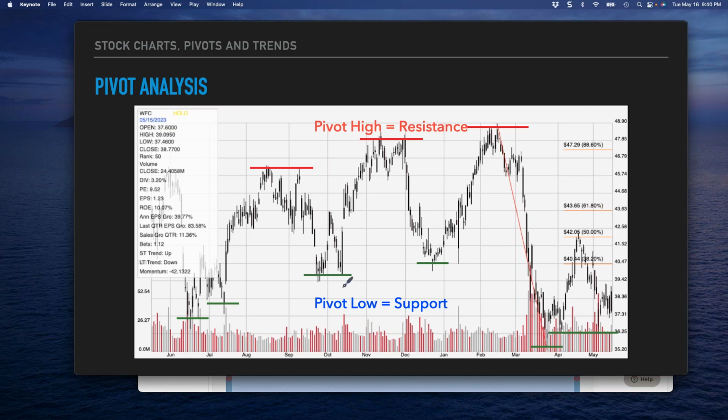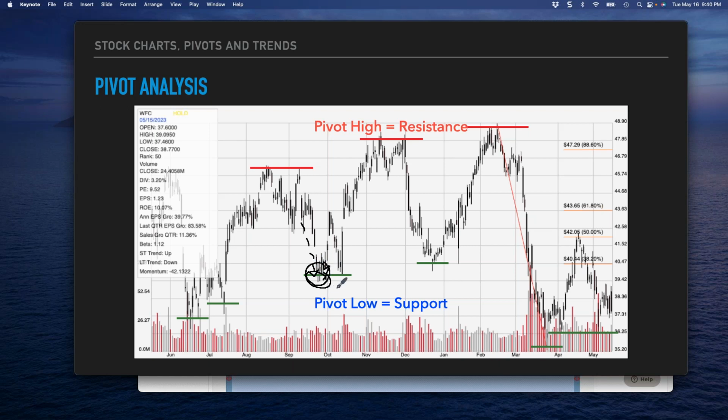Pivot lows are a simple case where the stock has been dropping. It finds a bottom. In this case, in September, we have a bottom right here around 35.50. The pivot comes when it then turns back and starts to go back up again. So this is the pivot low.